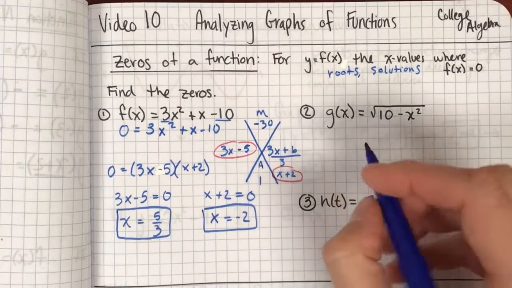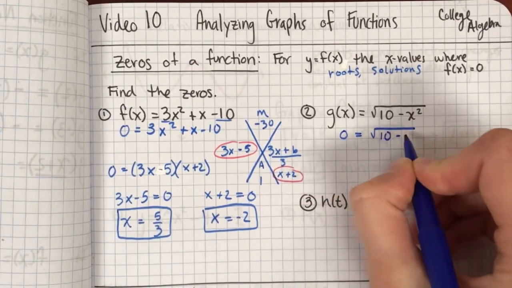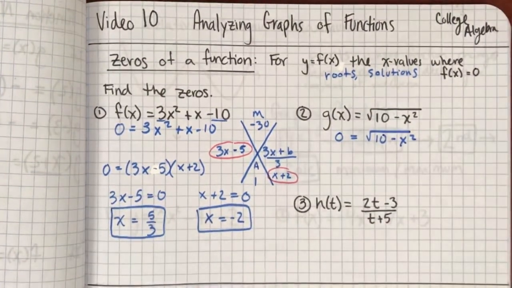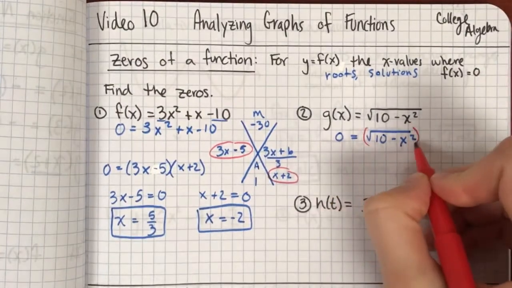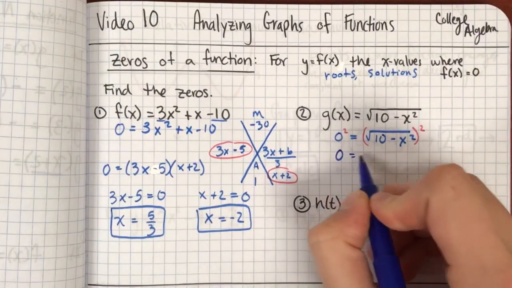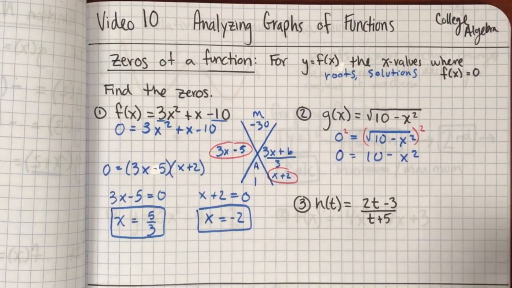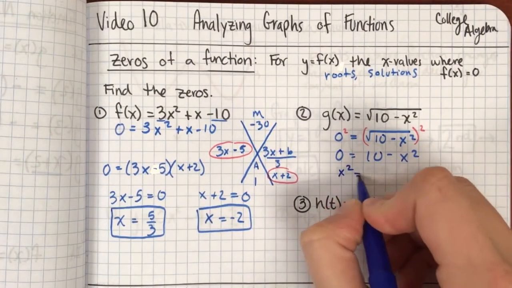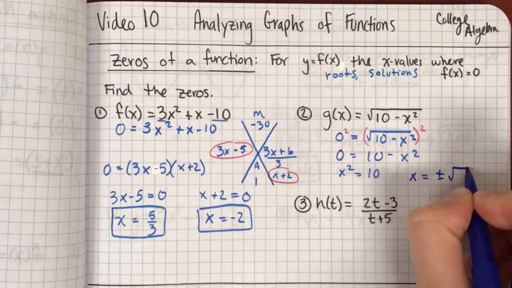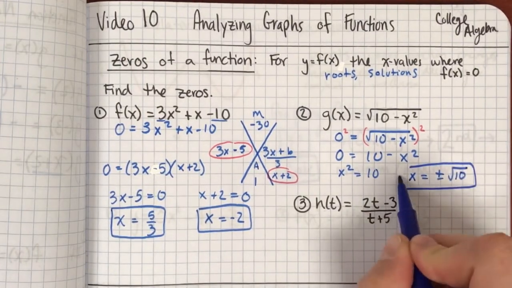All right, for our next one, again, we put our function equal to 0. To get rid of my square root, we are going to square the function. So we square both sides. All right, and then I get x squared equaling 10. So x equals plus or minus the square root of 10. So those are my two answers.